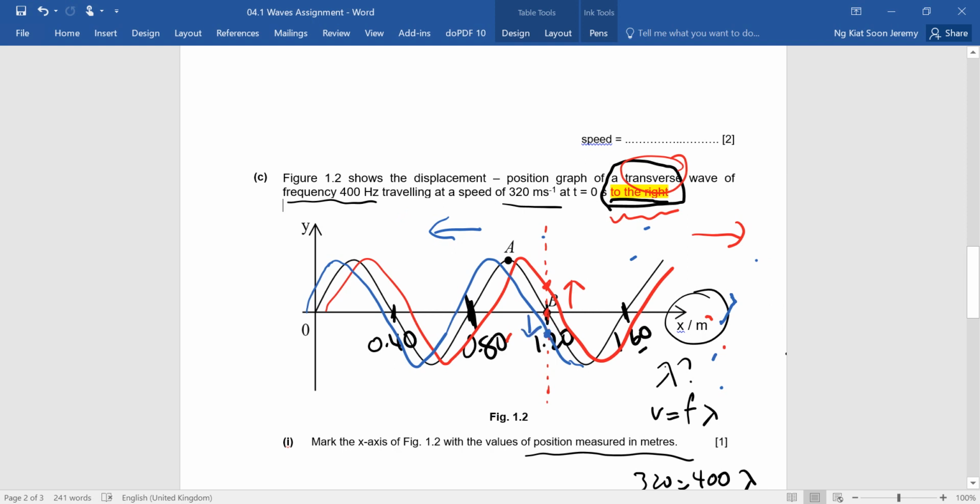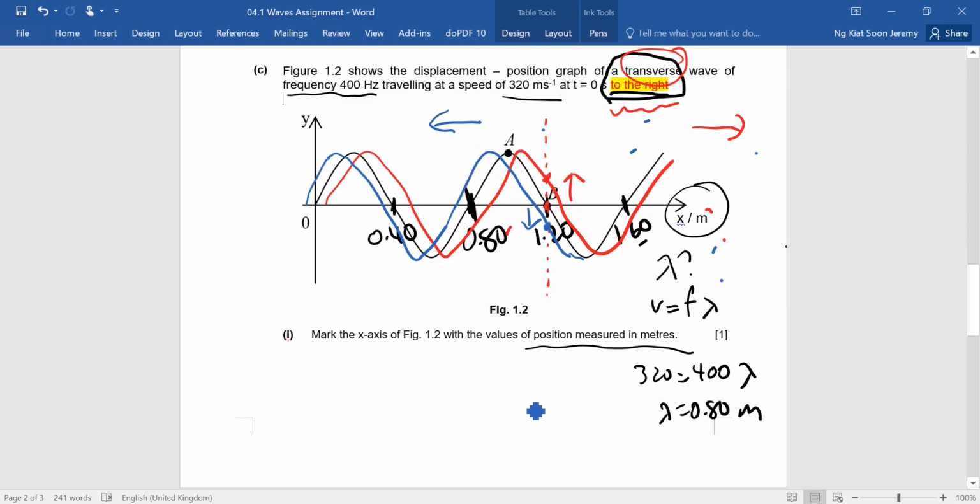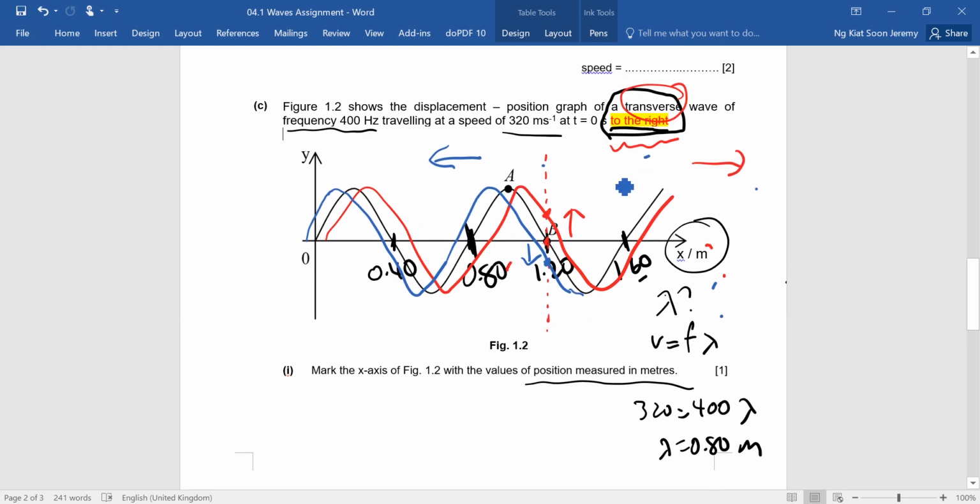So when you answer part 2, the standard answer given to you was assuming that the wave moves right, and therefore B first moves up to its maximum position, maximum amplitude, and then it moves back down to its equilibrium position, then goes all the way down to negative amplitude, then comes back towards equilibrium position. That's how B moves, assuming it moves to the right. So we'll take this assumption for the whole question, because if it moves to the left, the answer will be opposite. B will go down first before going up, and so on and so forth.